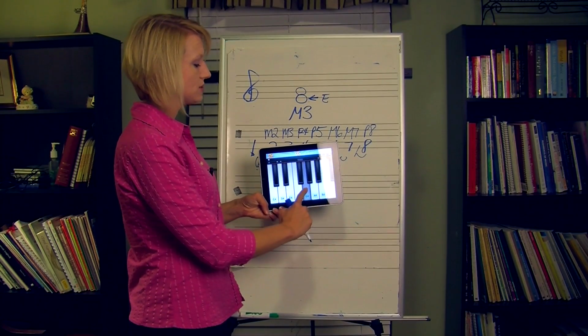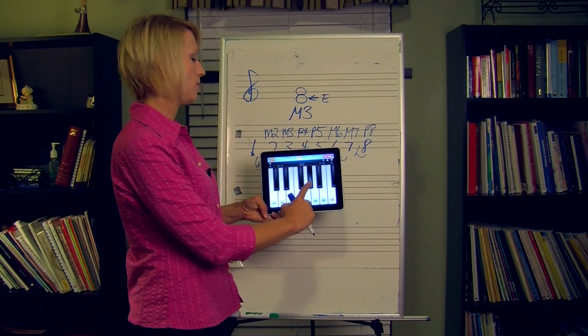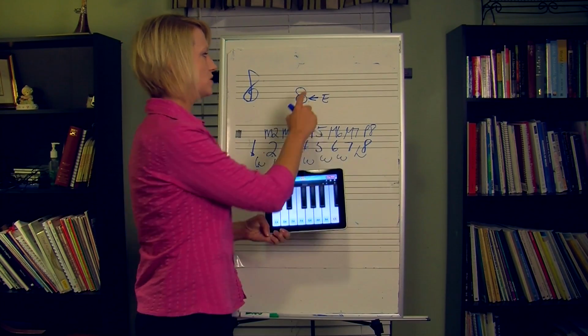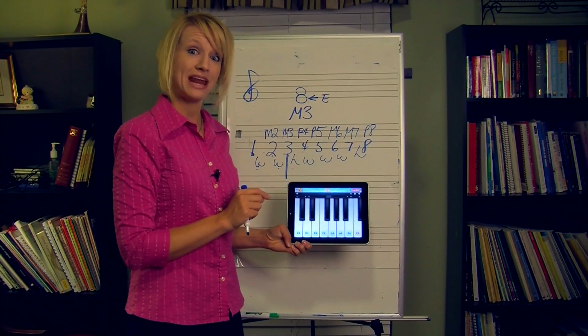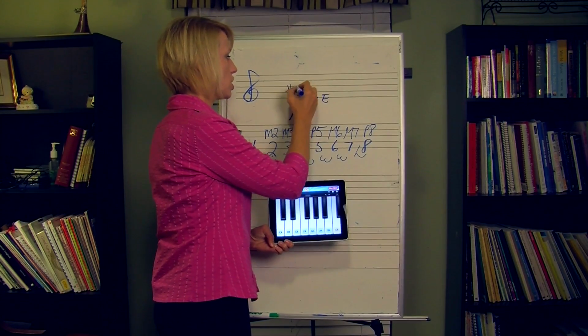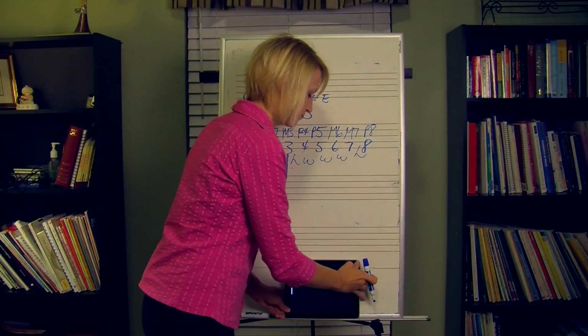Then when you go up another whole step, you're on G sharp. Again, it's not A flat because we've already drawn it up here. We know that it has to be G sharp for my major third.